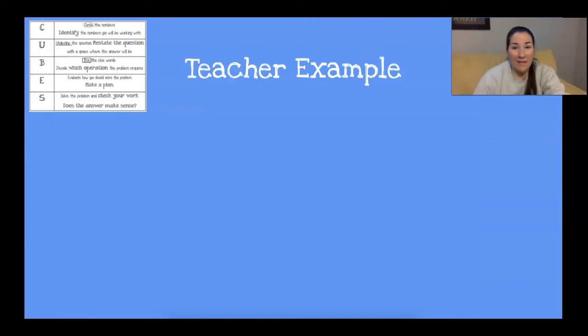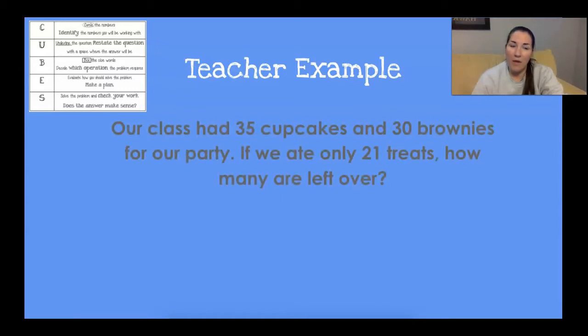So I'm going to start by modeling an example. You'll notice that I have the cubes strategy up in the corner so that if we forget the steps, they're there for us to remember. So here's our first story problem. I'll model my thinking on this one, but if you think you're ready and you want to try it, you can always pause the video whenever and try and solve it, and then I'll show you what my thinking was.